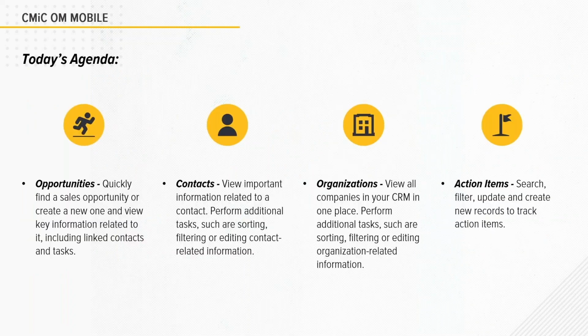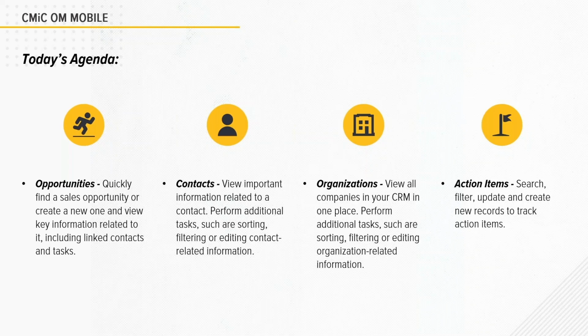In today's agenda, we're going to walk through 4 main points associated to CRM. We have different objects available in the application. These objects are opportunities, contacts, organizations, and action items. Your opportunities are potential things that you may be awarded within your business. These are projects that you're looking to acquire. You can quickly navigate through opportunity listings and update information while you're on the go.